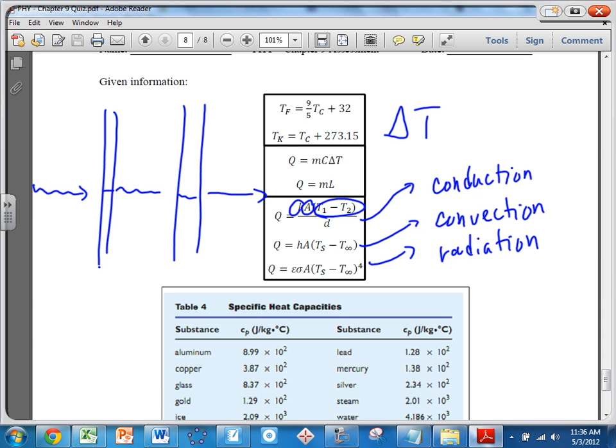You're going to have the fluid flowing over it. Okay, you're going to have a heat change. You're going to have a change in the actual evaporation of the substance. It's going to evaporate over time.